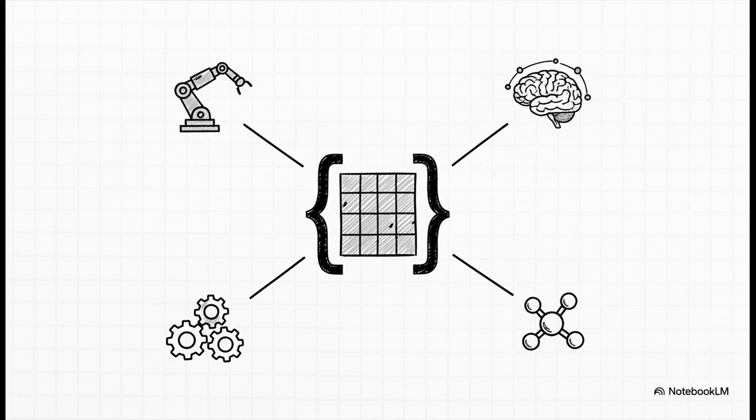You know, the really incredible thing about the Jacobian is how it works as this common language. A robotics engineer, a data scientist, and a physicist could all be working on wildly different problems, but they are all using the exact same mathematical tool to understand local change.